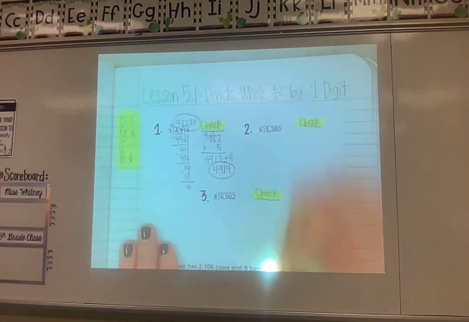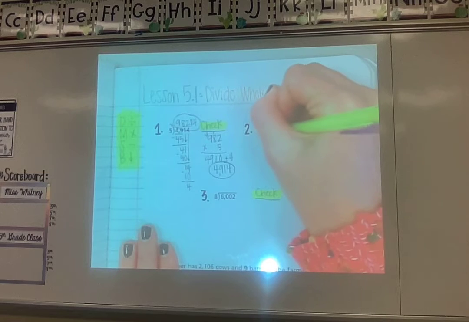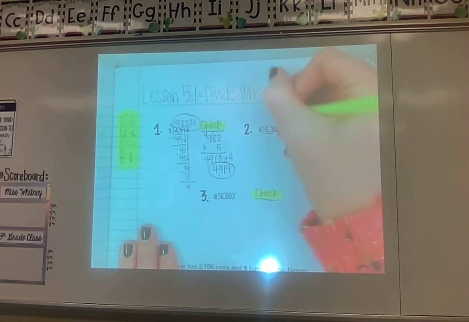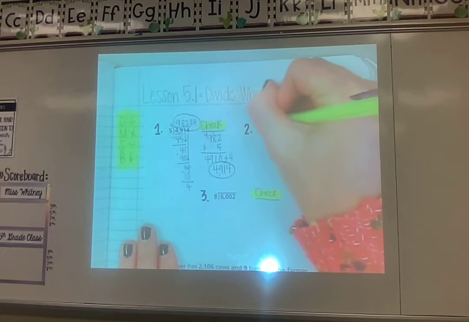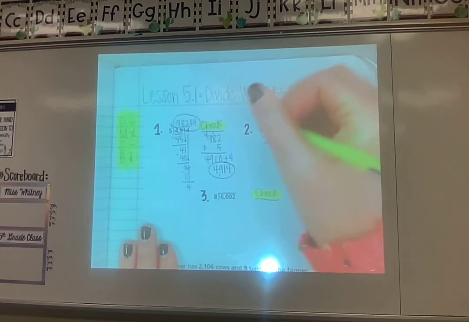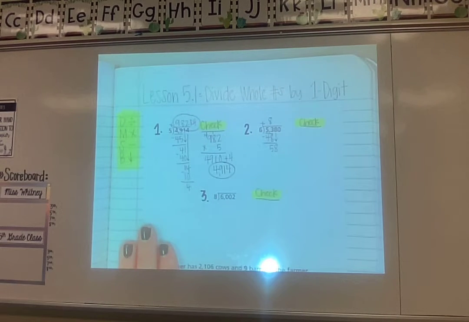All right, let's try number 2. 6 will not fit into 5, so we're looking at 53 here. 6 into 53 would be 8 times. 6 times 8 is 48. Be careful with your subtraction as you're swiping here. That would be a 5. And then I would bring down my 8. Remember, if I bring down, I have to go again.